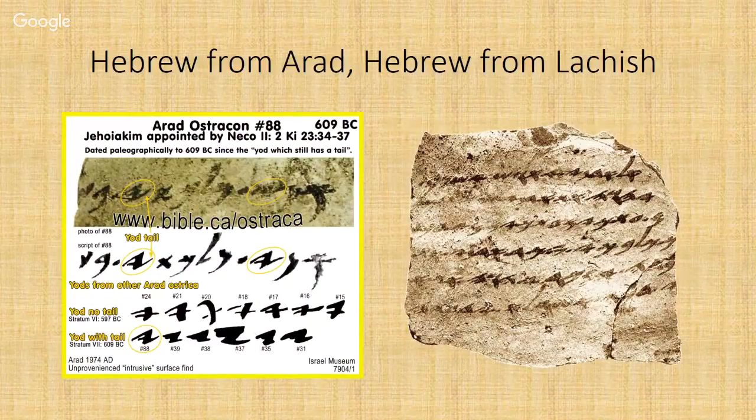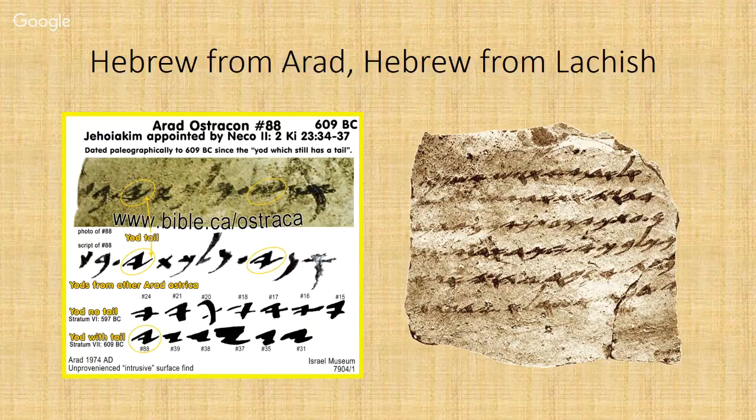Next slide. Thank you. Hebrew from Arad, Hebrew from Lachish. Now, what you're looking at there on the left-hand side, it says Arad ostracon, dated to 9 BC, which is during the era of Jehoiakim, who was one of the successors later on of Josiah. This right here is a form of Hebrew that they found in southern Israel, dated to the 7th century BCE. Now, what you're looking at on the right-hand side is the Hebrew from Lachish.